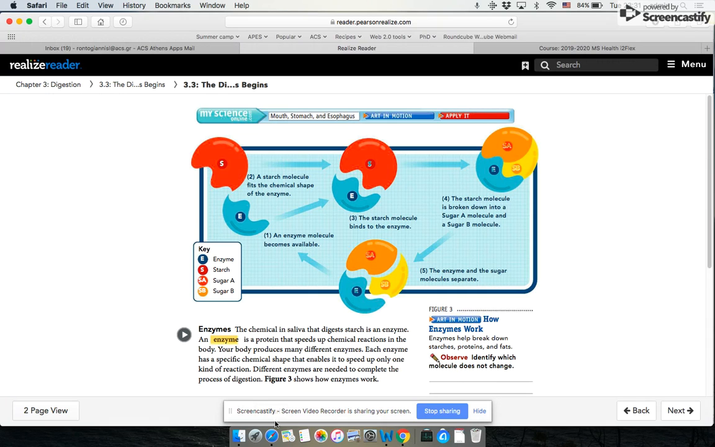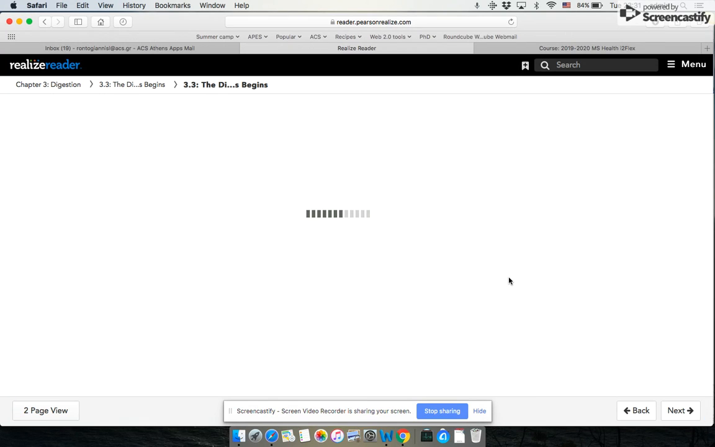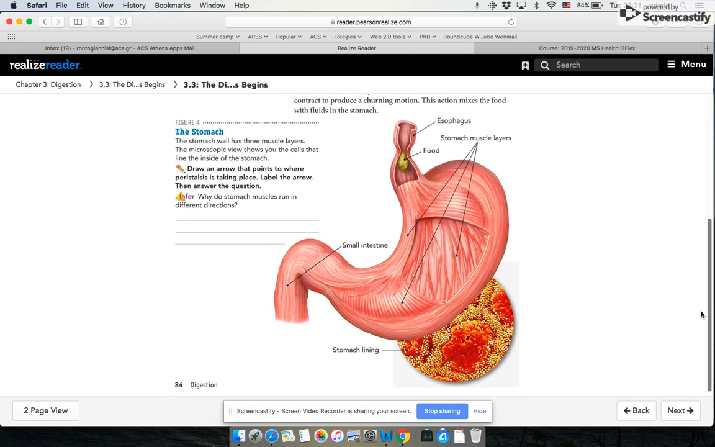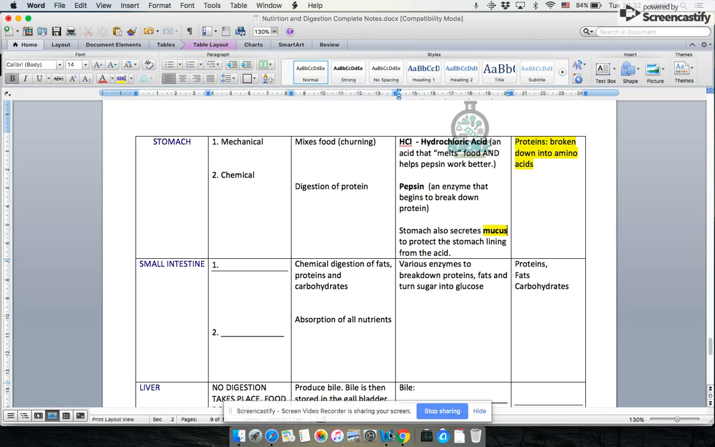Now, if we go to our textbook, you see here a nice little diagram of the stomach. You can see that the muscles of the stomach are not all in one direction, they're in different directions. As they contract, these contractions help mix the food again and create a more liquidy substance. This churning, as we call it, in combination with the acid, as we mentioned before, helps again liquefy our food and helps in chemical digestion.